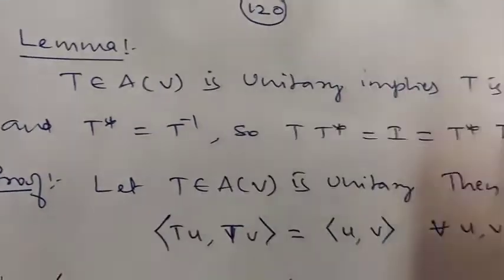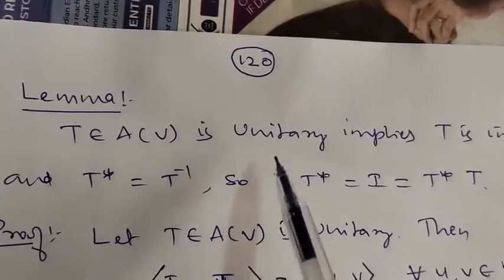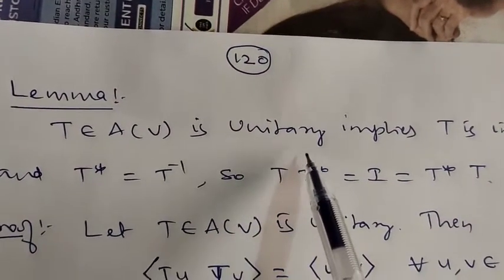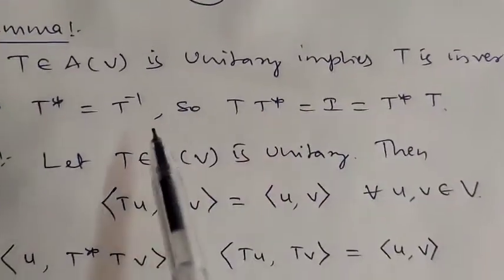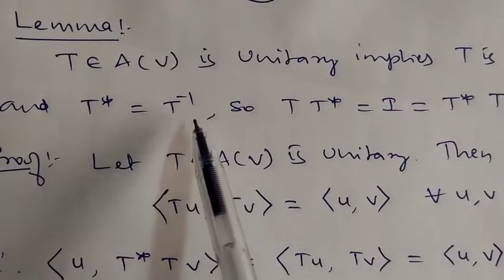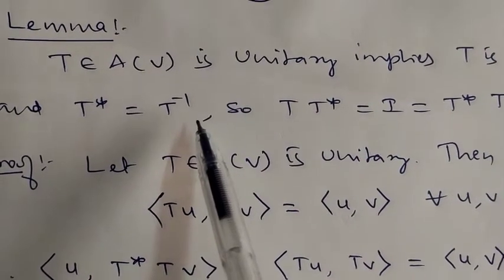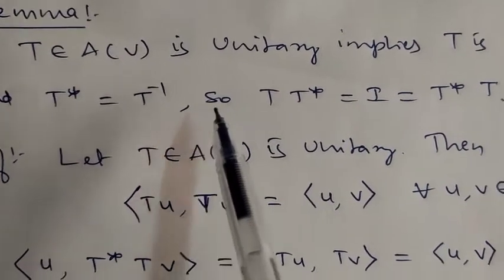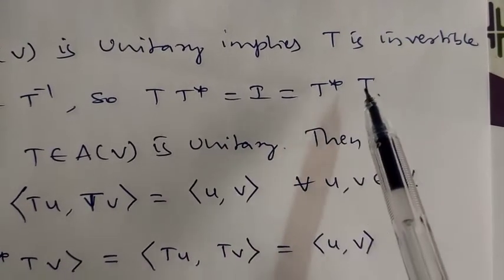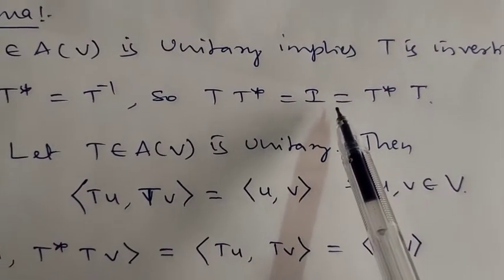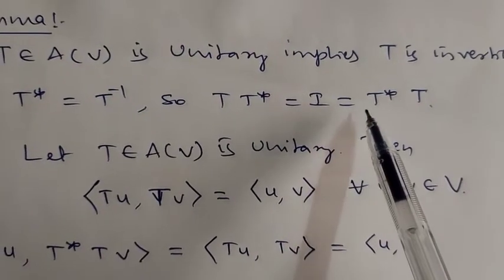Now you take up S. Suppose the map T belonging to E of V is unitary, then T is invertible, and T is invertible means T star is equal to T inverse, so that T into T star is I, as well as T star into T is also I.